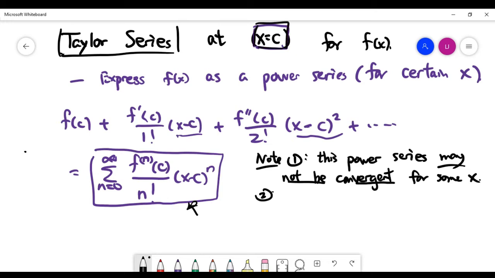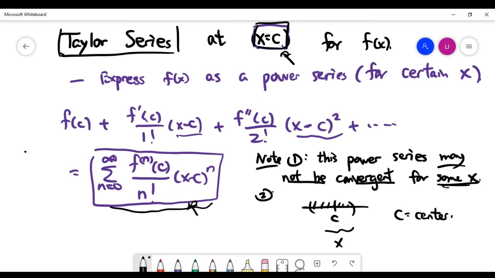Basically, if you choose a fixed value c, you're getting a power series like this by the Taylor series. The c actually means the center of convergence for the values of x such that the power series is convergent. So c is like the center. It depends on the value you consider from the beginning for the Taylor series, right?